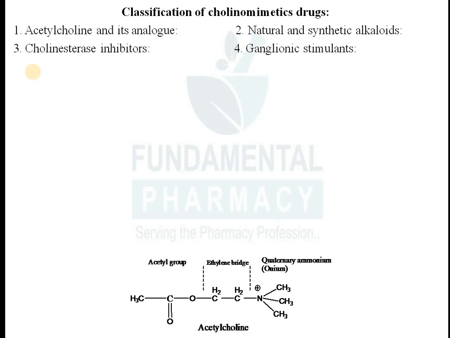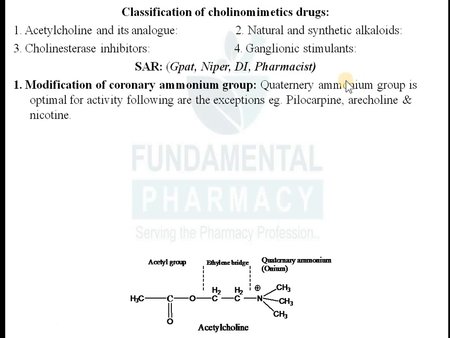In that class also you have reversible and irreversible. In case of reversible, for example, physostigmine, neostigmine, pyridostigmine, all that. In case of irreversible inhibitors, you have different kinds of organophosphorus compounds, pesticides, malathion, parathion, diazinon. We have seen the same classification in pharmacology also. Then next one is the ganglionic stimulants. Now, structure activity relationship of these drugs.